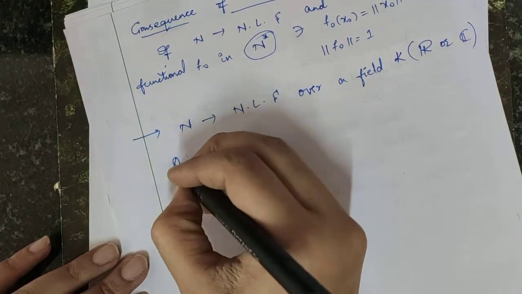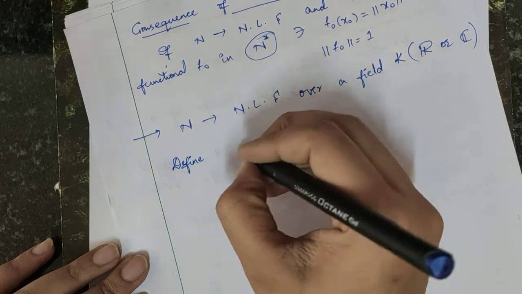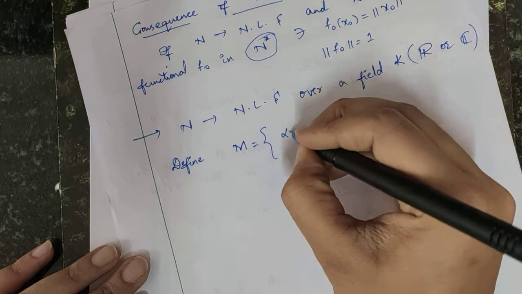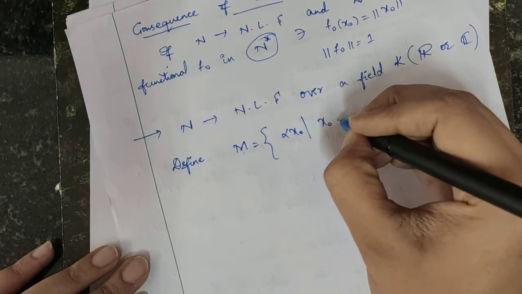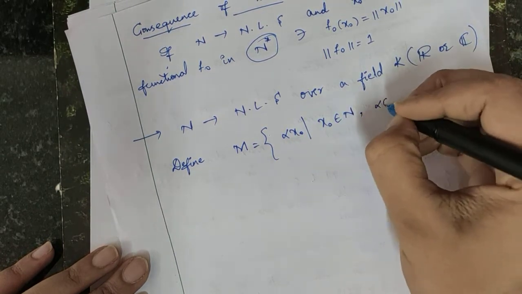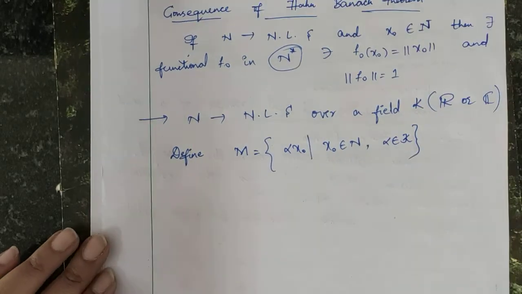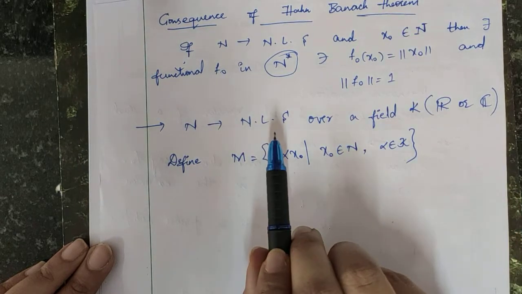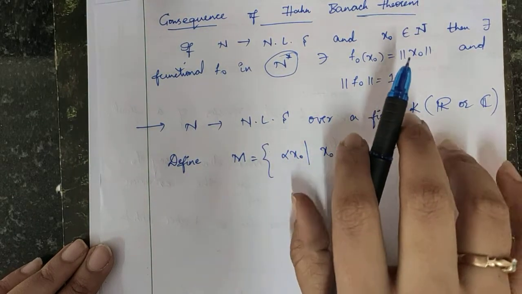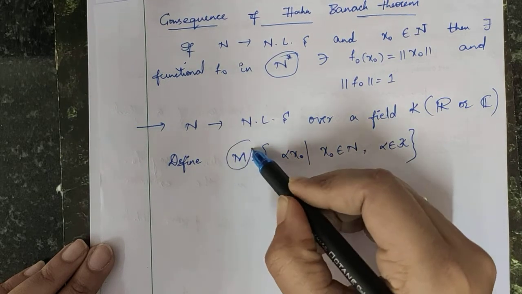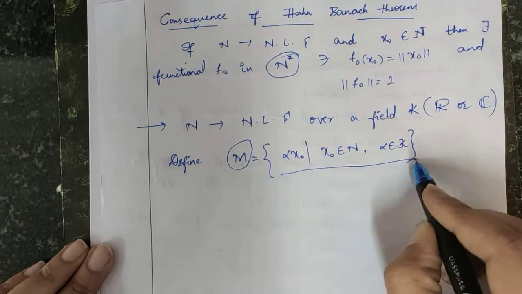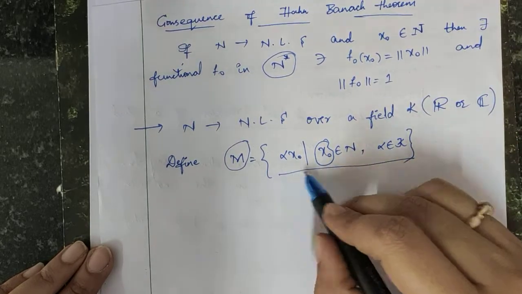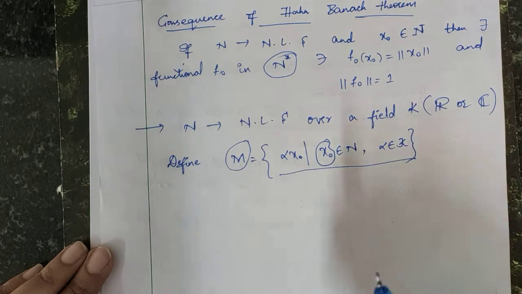So now I will define a subspace of N, say M, and this will be in the form of alpha x0 such that x0 belongs to N and alpha belongs to K. Since this theorem is called a consequence of Hahn-Banach theorem, in order to use the Hahn-Banach theorem, we are defining a subspace M, and it will be in this form where the arbitrary vector x0 is coming from N and alpha belongs to K. Okay.